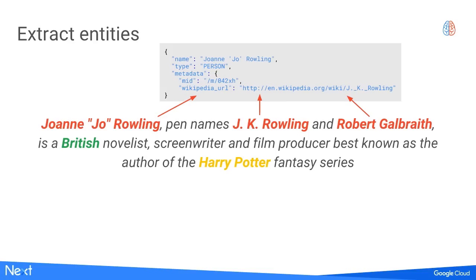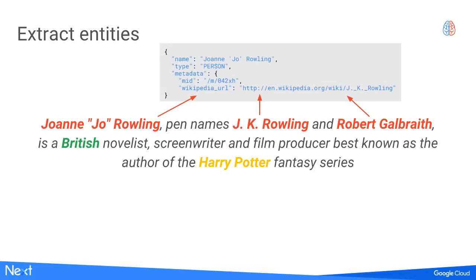So if you had things like San Francisco and SF, it would point those to the same entity so that you could count the different ways of mentioning the same thing as the same entity. So we can say it finds her name, Joanne Joe Rowling. It tells you what type of entity it is, a person. And then if the entity has metadata, it'll give you more metadata about it. So here we get an MID, which maps to J.K. Rowling's knowledge graph entry. And then we get the Wikipedia URL to the page about her.